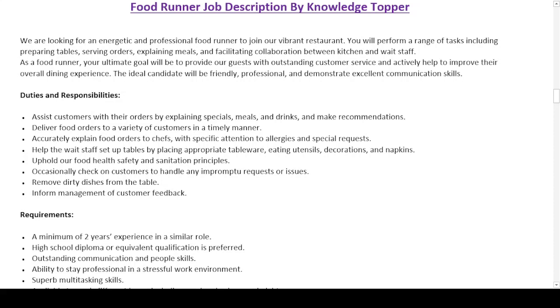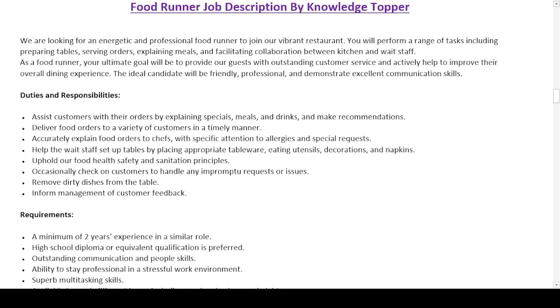After the job summary section, we have the detailed duties and responsibilities section that provides more detailed duties and responsibilities that must match the skills of a potential candidate. One more important thing: all these duties and responsibilities are important, and generally these are part of every job description of a food runner job, but because a lot of companies have different requirements, they can include and exclude duties and responsibilities as per their own requirement. Let me read all these duties and responsibilities for you.